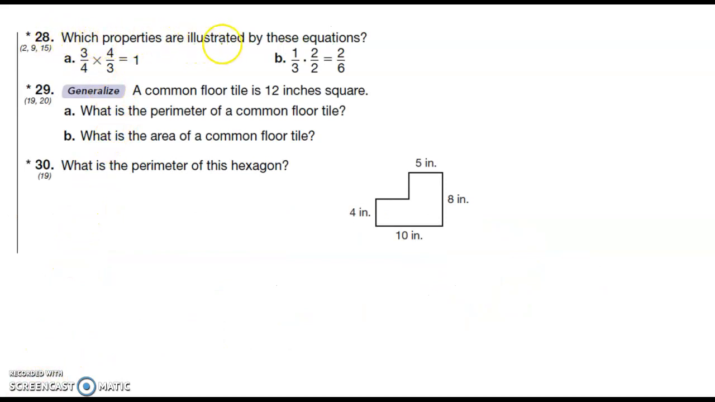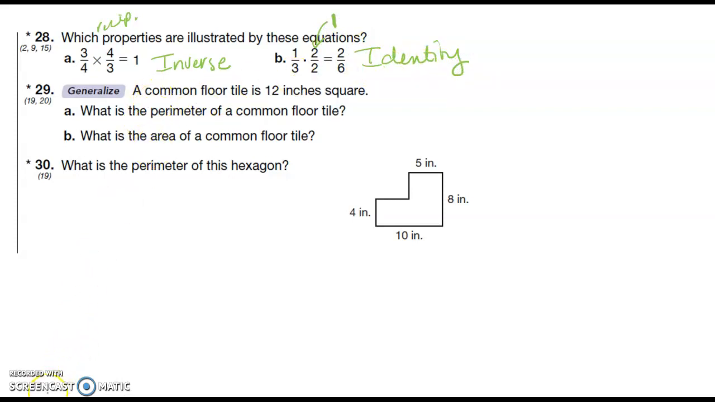28. Which properties are illustrated by these equations? So here we have 3/4 times 4/3. These are reciprocals. So this is the inverse property. And here I have 1/3 multiplied by 2/2, which is actually a form of 1. So this is the identity property.